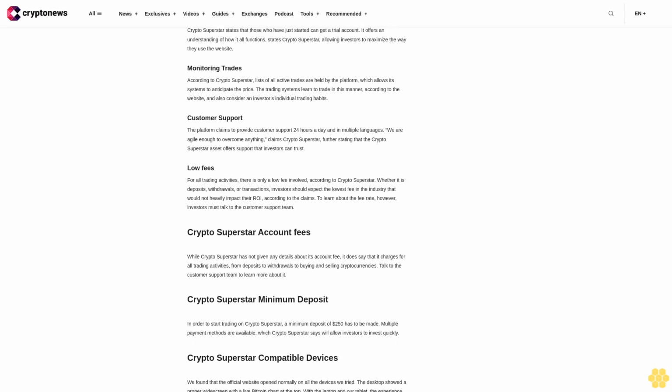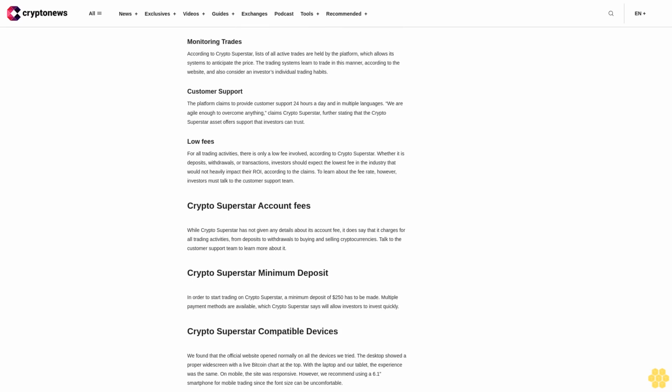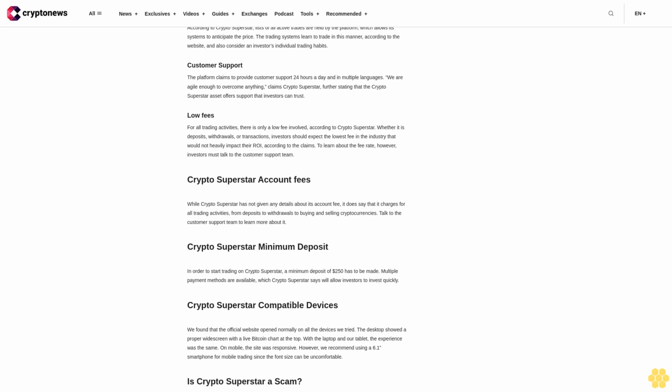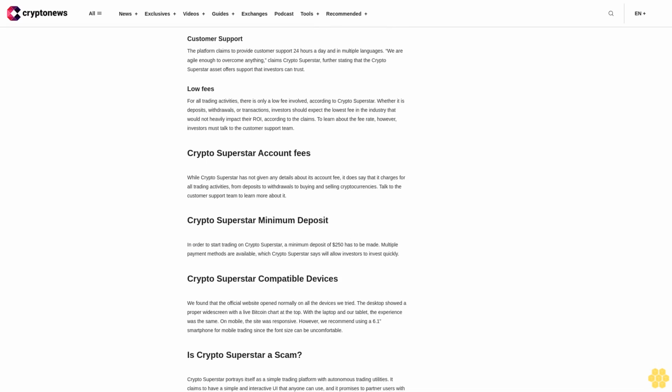Monitoring trades. According to Crypto Superstar, lists of all active trades are held by the platform, which allows its systems to anticipate the price. The trading systems learn to trade in this manner, according to the website, and also consider an investor's individual trading habits. Customer support. The platform claims to provide customer support 24 hours a day and in multiple languages.